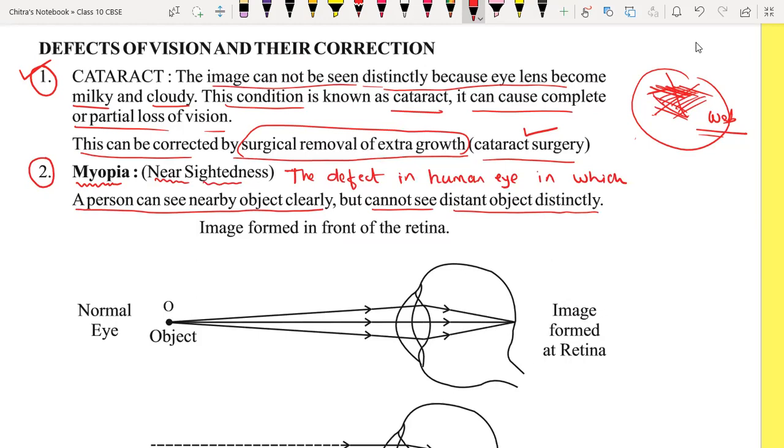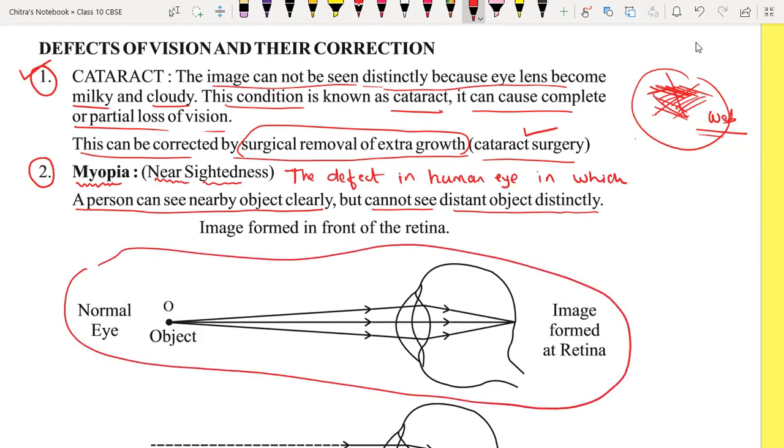So what happens generally? This is the normal functioning of the eye. But what happens in myopia? In myopia, the image is not formed on the retina but right in front of the retina, so the image will form here or here. That image will appear blurred to our sense organ, the brain. Let's see how we can correct that.